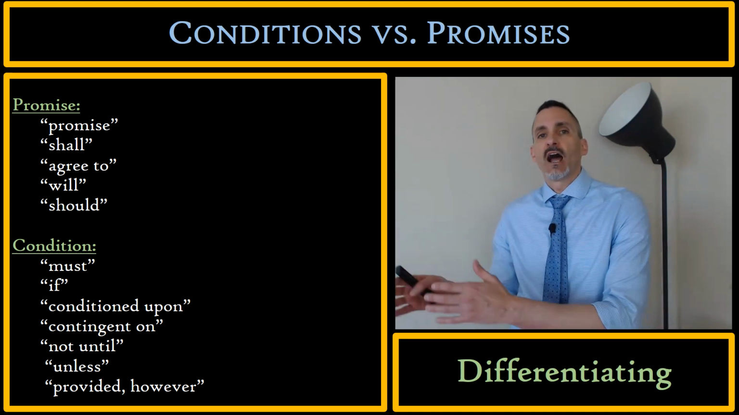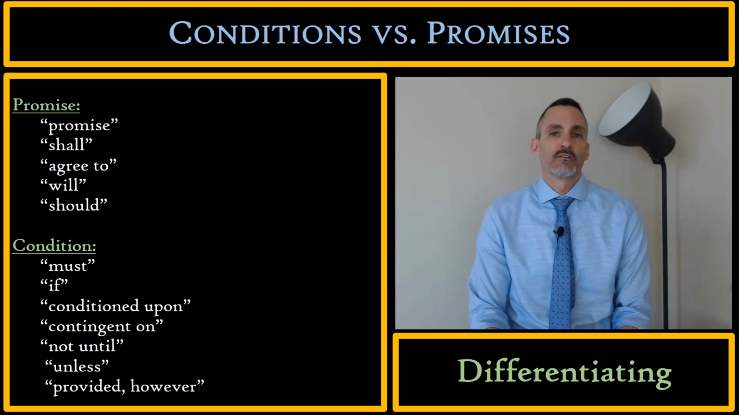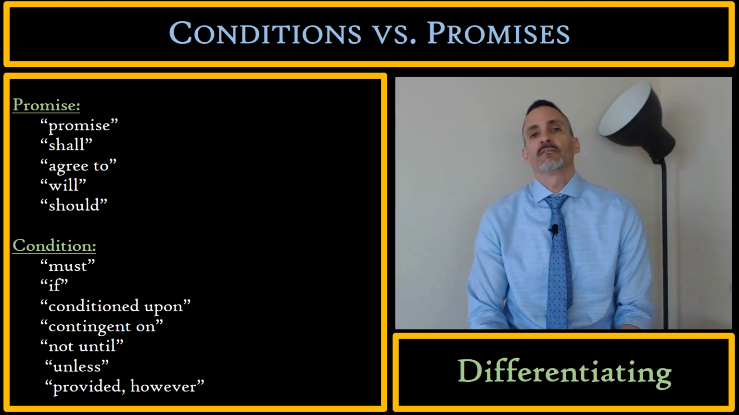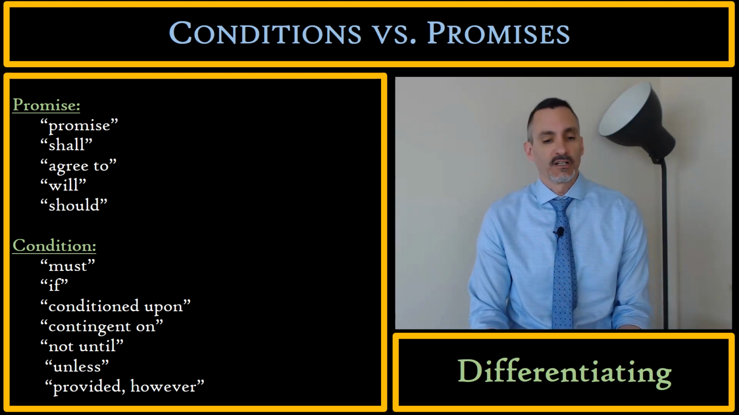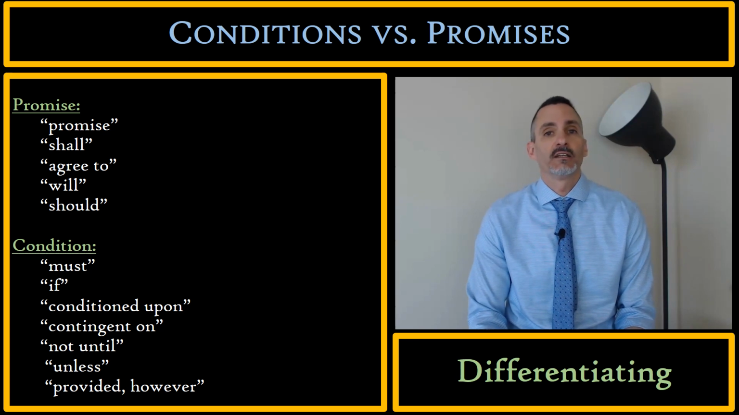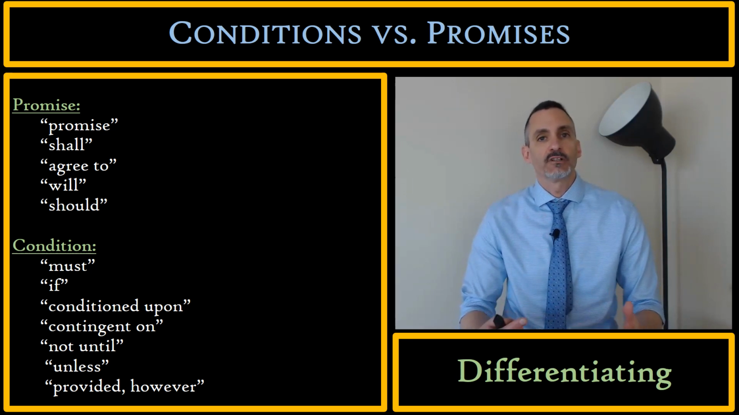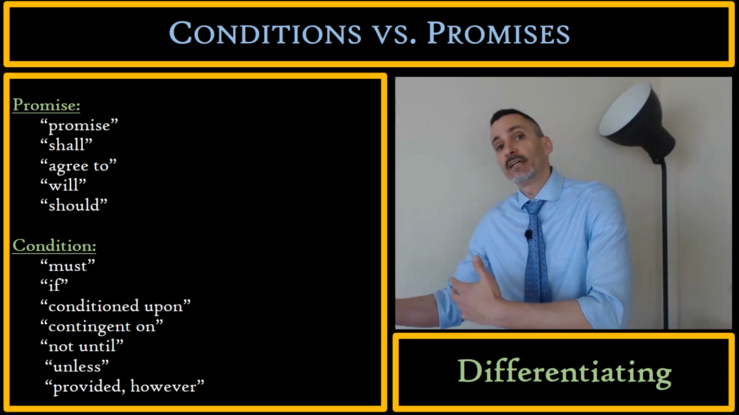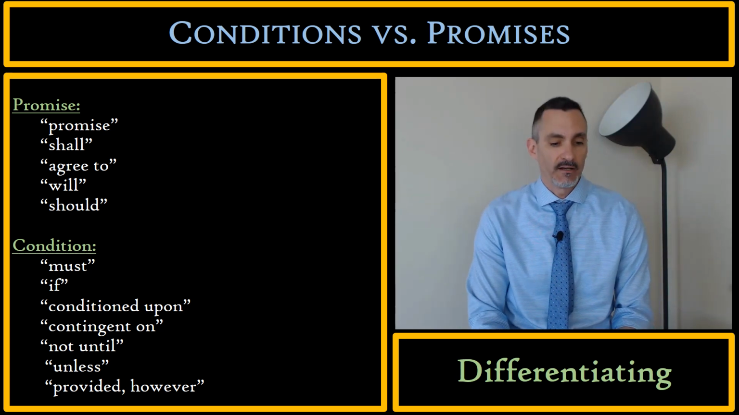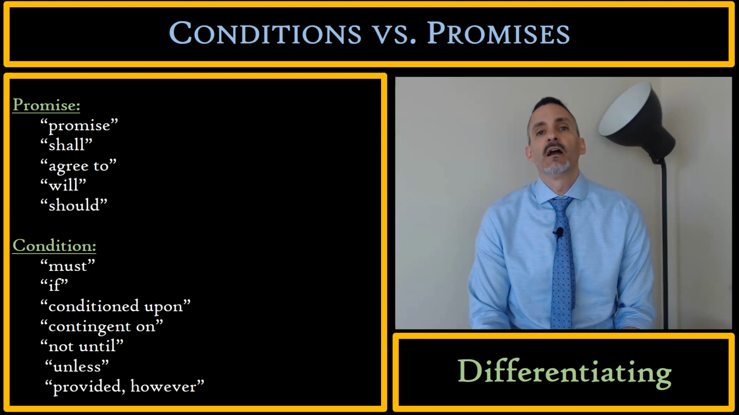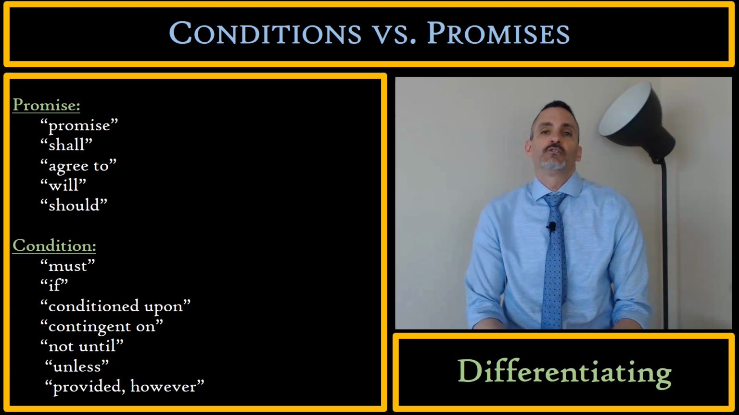If party A does not receive the engineer certificate, then party A has no obligations under the contract, or party A doesn't have to purchase the land, whatever it may be. Conditioned upon, clearly that's an express condition. Contingent on is also an express condition. Not until, right? I have an obligation. I will not have an obligation until. That's also an express condition. Unless is the same as the if-then proposition. And naturally, provided however, right? So you draft something and then you say provided however, and then you draft the condition in there.